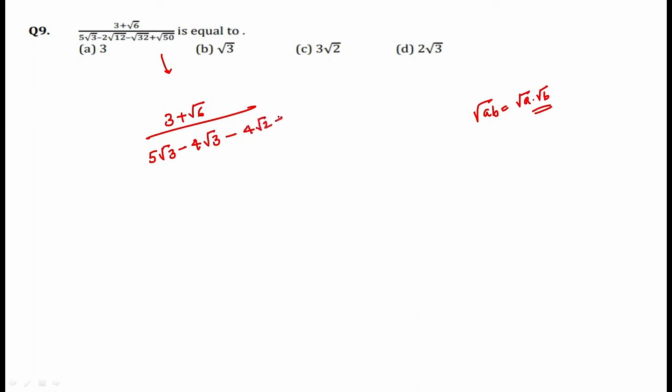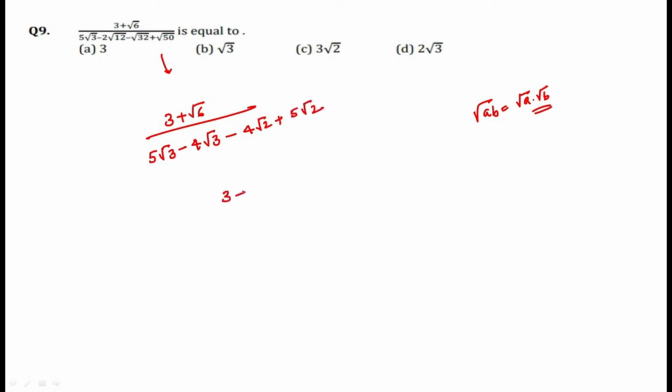Next, for this one. First of all, you just need to know the basic property: root over AB, you can take it as root over A into root over B. This one is the most important property for this question. Now root over 12 you can write as root over 4 into root over 3. The root over 4 value becomes 2, so 2 root 3. Now the value becomes 4 root over 16 into root over 2, which is 4 root 2. And root over 50 is root over 25 into root over 2, root over 25 is 5, so 5 root 2.